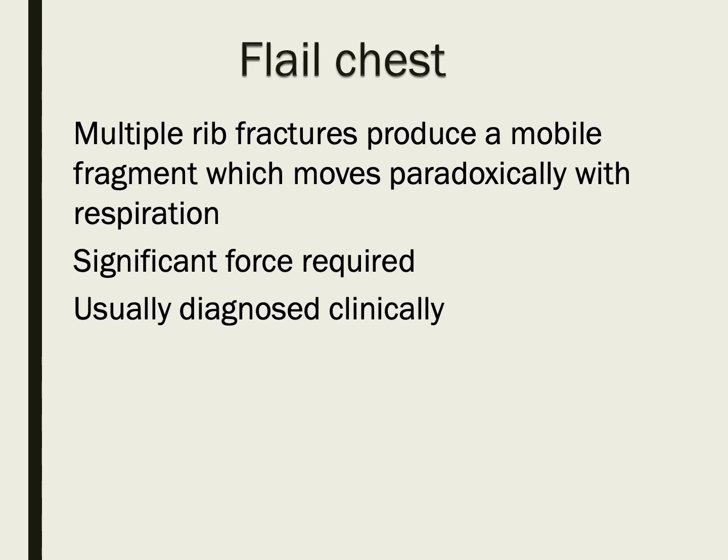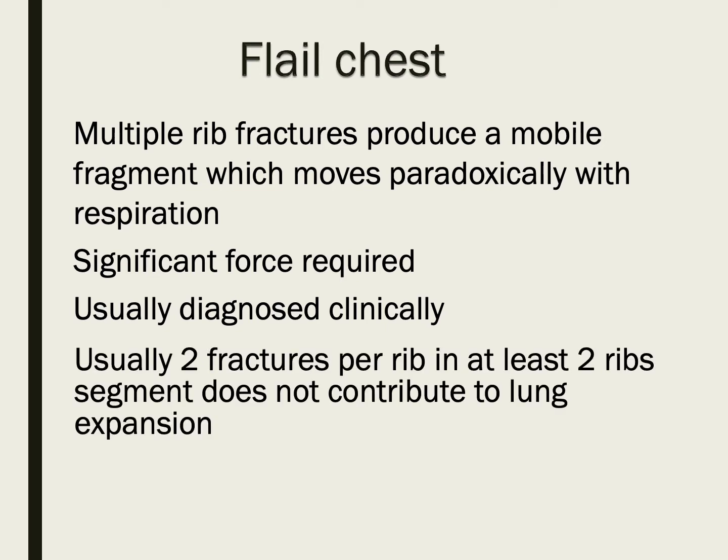So the flail chest is multiple fractures, usually 2 fractures per rib, in at least 2 ribs, forming a segment, and this segment is moving in the opposite direction during respiration. So when the lung is pushed out, this segment is pushed inside, and vice versa. This requires significant force to produce fractures on multiple segments, and it is diagnosed clinically because you need to see the segment moving in the opposite direction during respiration.